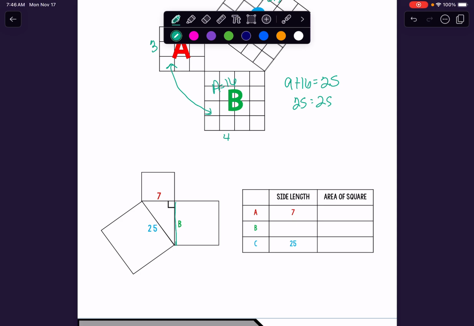So if we want to try and determine what a missing side length would be, for example, right here, if I want to know what this missing side length is, I need to first find the areas of both of these. So if I have a side length of 7, if I square that, it gives me 49. If I have a side length of 25, if I square that, it gives me 625. Now, in this case, they give me the largest and the smallest.